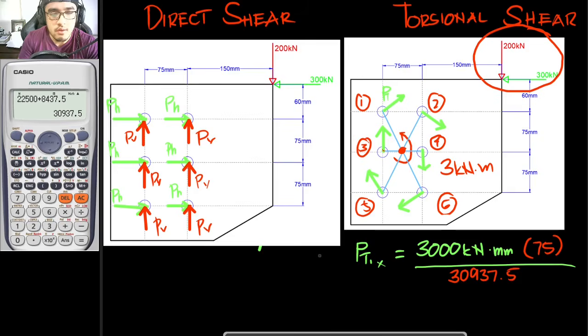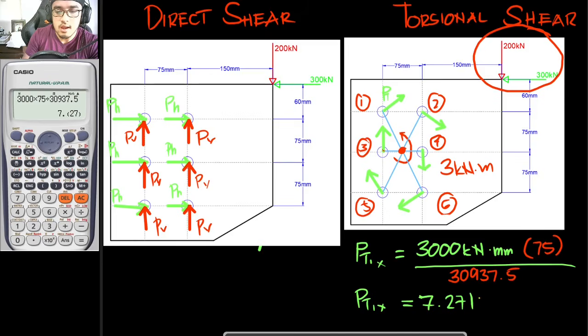So, solving for this, the value for our PT1x is equal to 7.27 kilonewtons. This is in millimeters squared over millimeters, so the millimeters would just cancel out, leaving a unit of kilonewton. So that is the x component of your PT number 1.